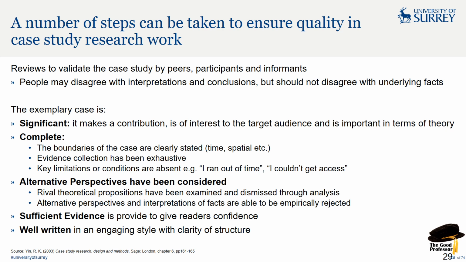You've got to consider all the alternative perspectives. If they're rival theoretical propositions, you need to make sure they can be dismissed through analysis. If they're alternative perspectives or interpretations of the facts, you've got to make sure that they can be empirically rejected. How do you do that? Well, often you need sufficient evidence so that you can reject alternative perspectives and provide readers the confidence that you really understand what's going on. And finally, it's really going to be well written. If you write in an engaging style with clarity and really show your evidence, then we can have a high quality case that is convincing to the reader.